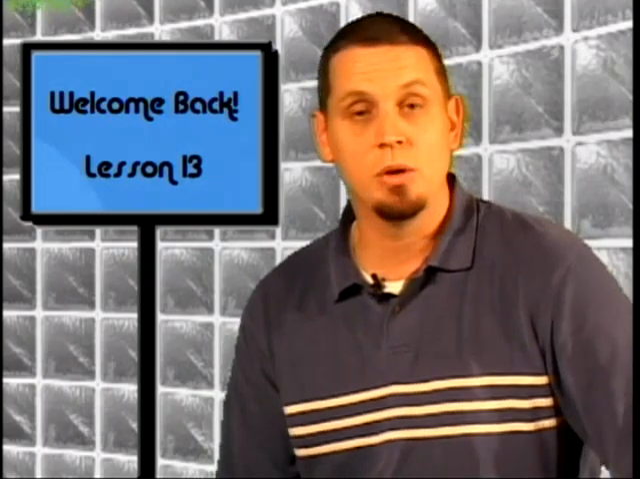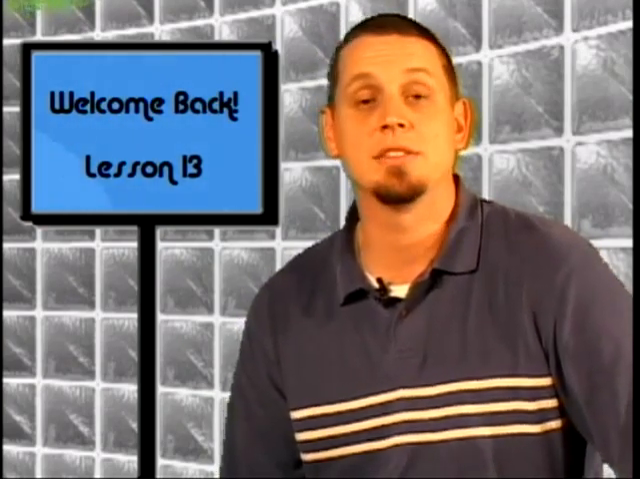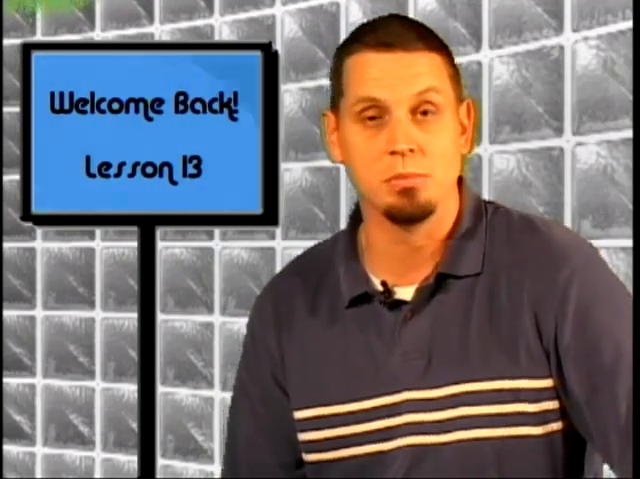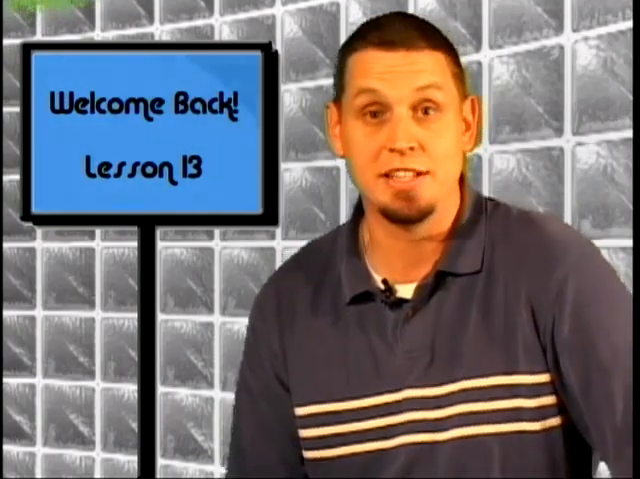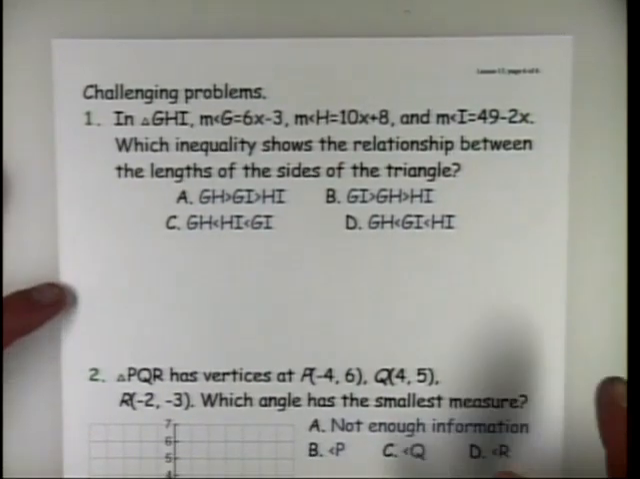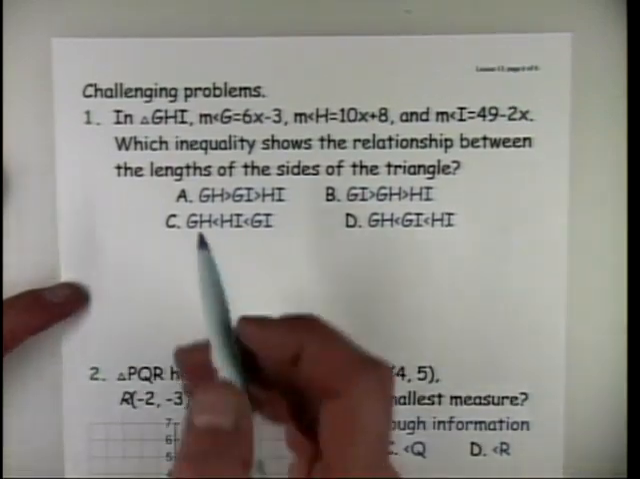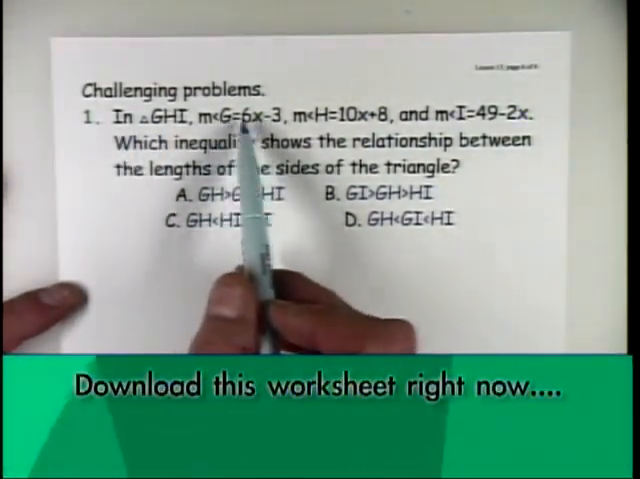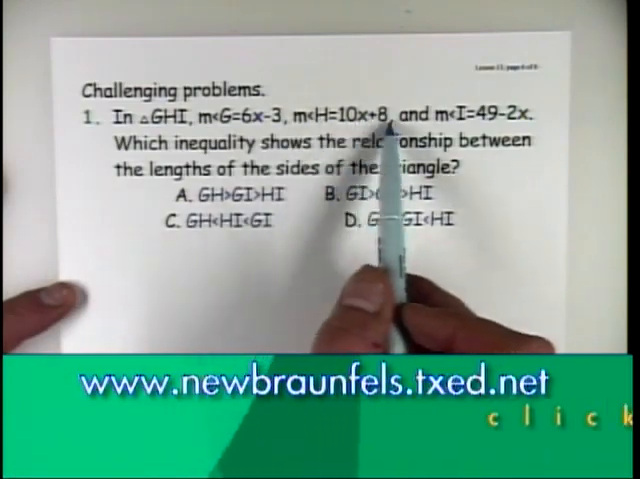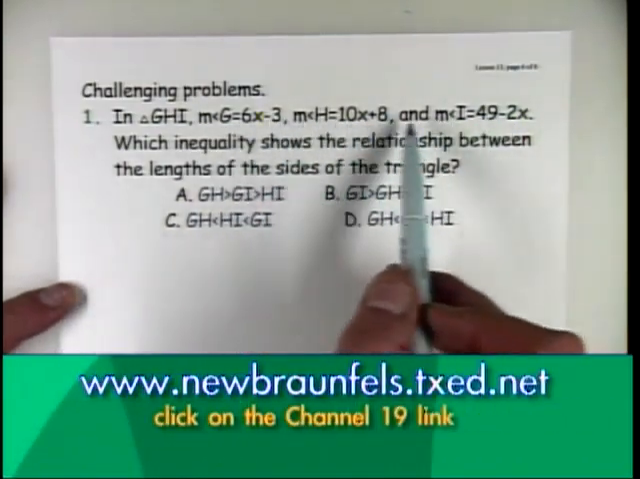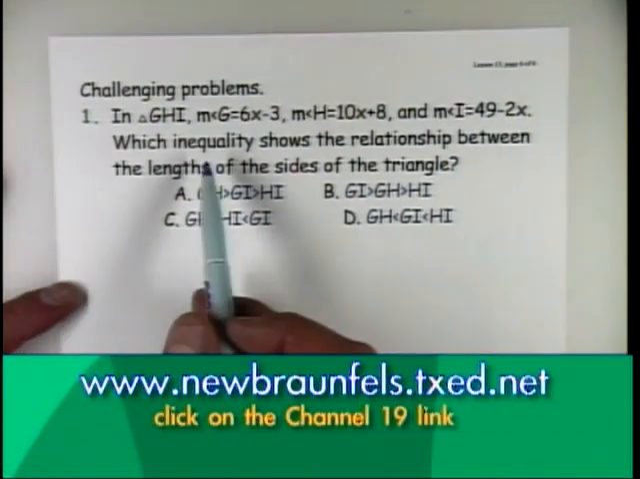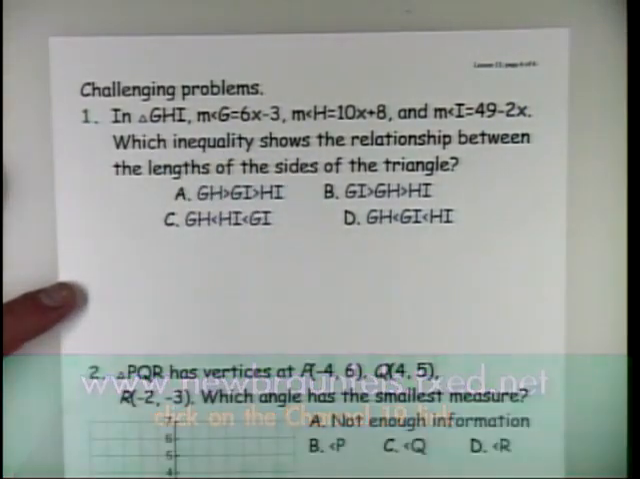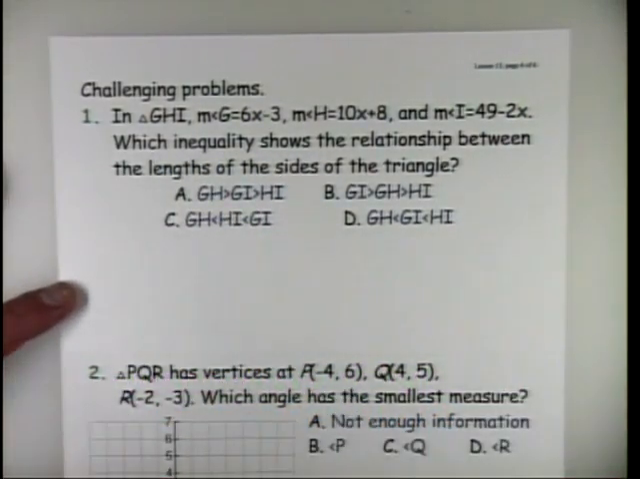Okay, I hope you're well rested in that short break there, because now it's time to do some challenging type problems. Time's a-wasting. Let's do it. Number one on the challenging problem section of the show. In triangle GHI, we have the measures of angles G, H, and I as three algebraic expressions. Which inequality shows the relationship between the lengths of the sides of the triangle?